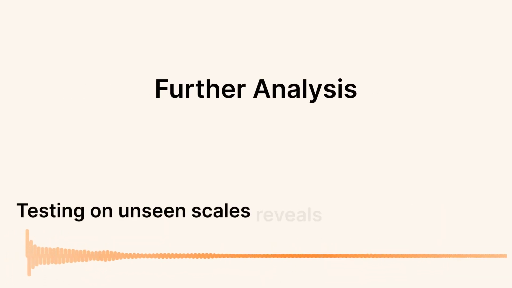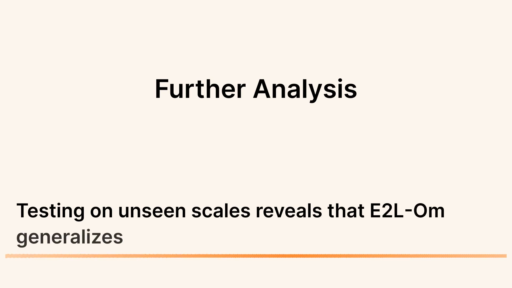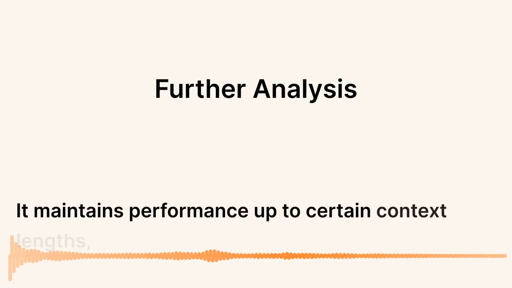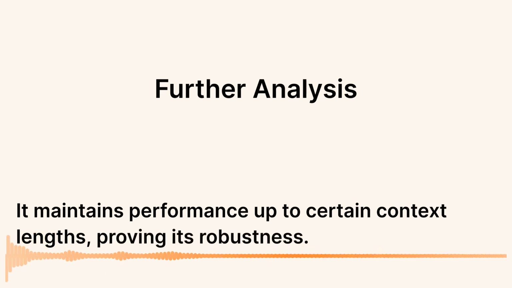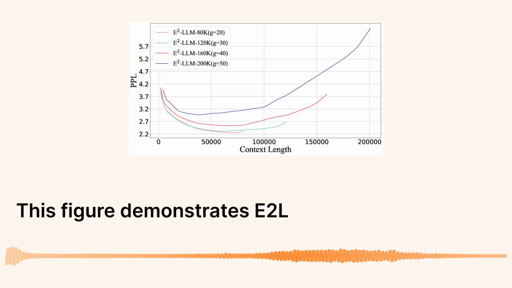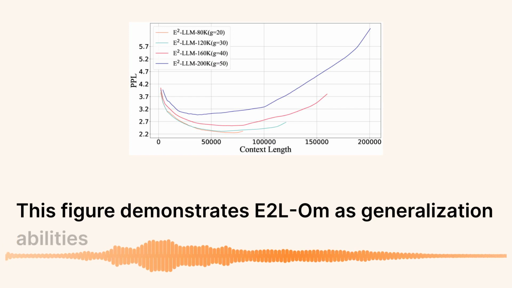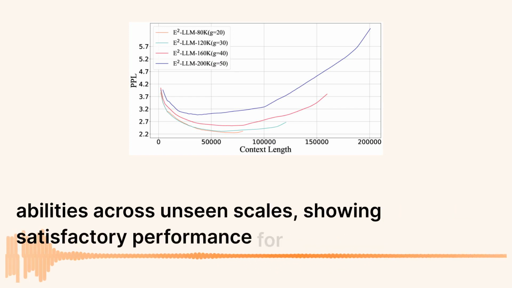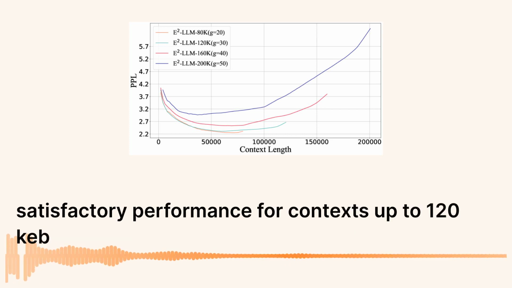Testing on unseen scales reveals that E2LLM generalizes well. It maintains performance up to certain context lengths, proving its robustness. This figure demonstrates E2LLM's generalization abilities across unseen scales, showing satisfactory performance for contexts up to 120k tokens.